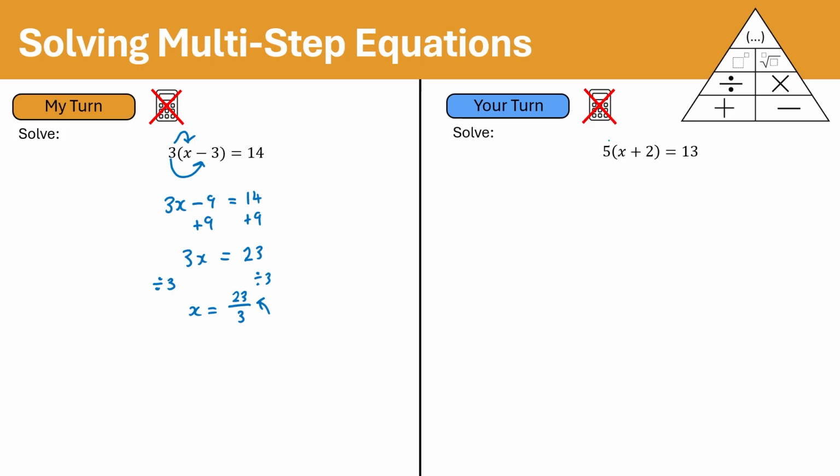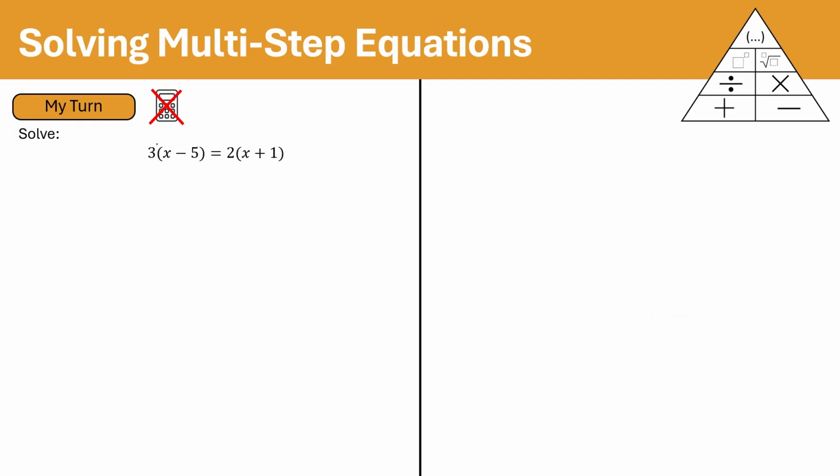Okay, let's run through it. So we're not going to divide both sides by 5. Instead, we're going to multiply our bracket out. 5 multiplied by x is 5x. 5 multiplied by 2 is 10, and that's equal to 13. Subtract 10 from both sides, leaves you with 5x is equal to 3, and then divide both sides by 5. I should write that in. And that gives you 3 over 5. And it's fine to leave your answer like that, so that's okay.